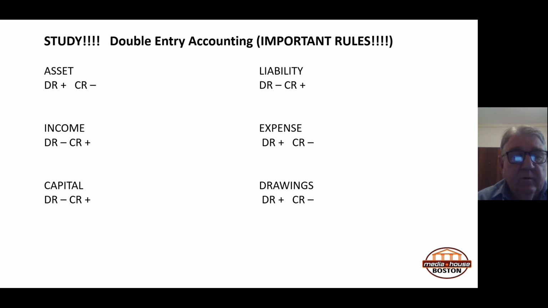Current assets will be your cash in your bank, your debtors, that's people, or accounts receivable, that's people that owe money to the business, and your inventory or stock. So those are assets.